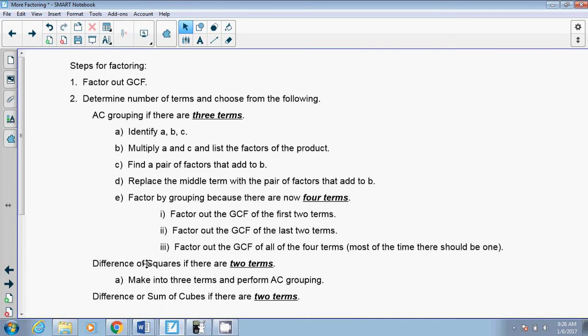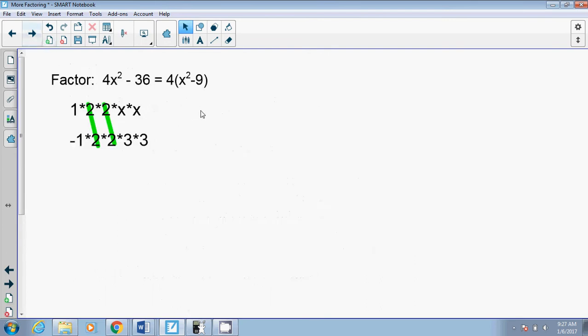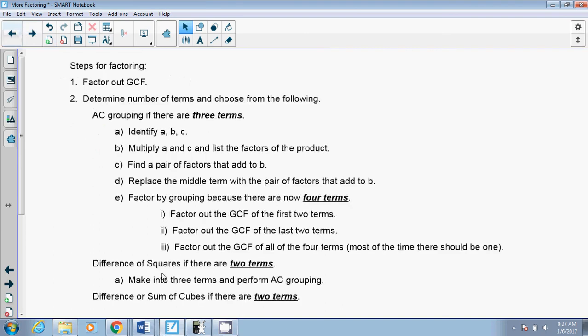We have the difference of squares, and then the difference or sum of cubes. When we look at this polynomial, I see it as a square term. So I'm going to use the difference of squares method because it's a squared term. If there were an x cubed, that's probably when I would use the cubed scenario. But since it's only x squared, I'm going to use the squares scenario.